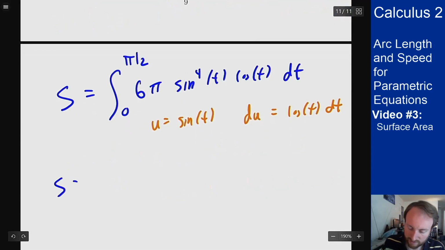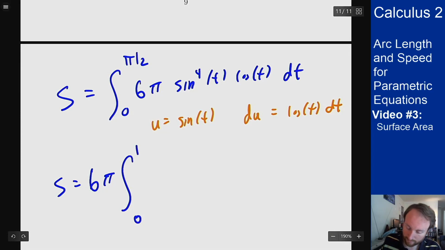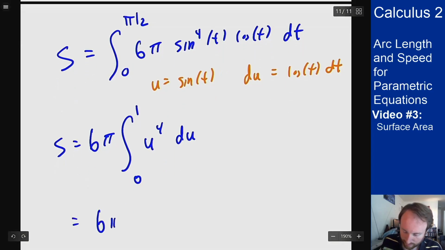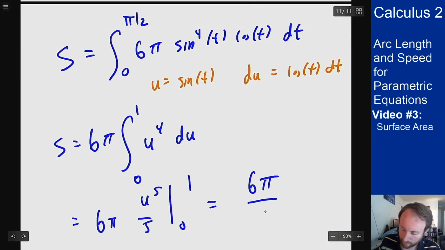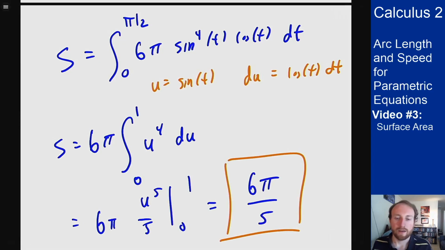So my S becomes 6 pi times the integral. If u is sine of t, then at 0, I get 0. At pi over 2, I get 1. I get u to the fourth du, which I can then integrate and solve. 6 pi u to the fifth over 5 from 0 to 1, which just gives me 6 pi over 5, which is the surface area of that solid of revolution. And that's how the calculation works out.